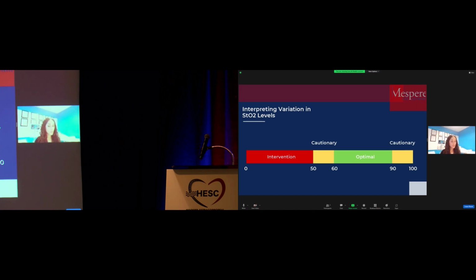So of course, it's really important to monitor these numbers and to have an understanding of what numbers we're working with. But more importantly, what we're really looking to monitor here is the variation from baseline. So any change that is going to be greater than 10% is going to be considered a notable event, also called a desaturation event, and will need to be acted on accordingly.